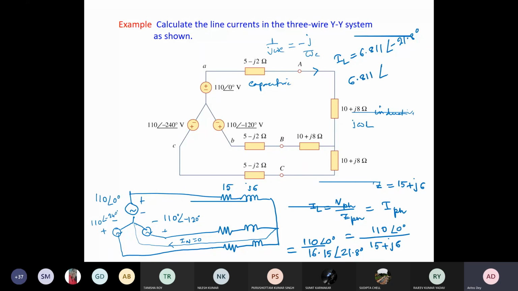For phase B it's simply 6.811 angle minus 120 minus 21.8, so it will be minus 141.8, and for the other one it is 6.811 angle, only the phase will change, 240 plus 21.8, so minus 261.8. Okay, so this is how you can solve this.